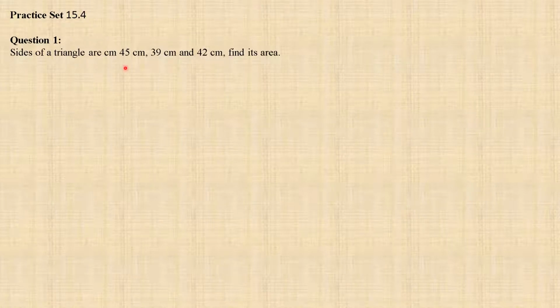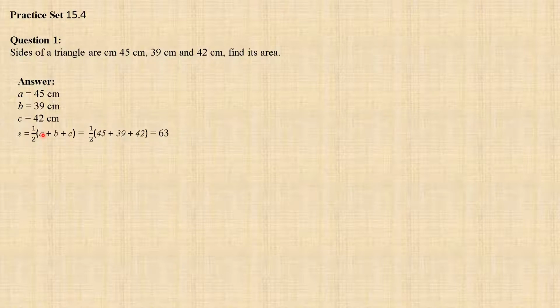Practice set 15.4. The first sum. Sides of a triangle are 45 centimeters, 39 centimeters, and 42 centimeters. Find its area. Let us start with the solution. So let us take a to be 45 centimeters, b to be 39 centimeters, and c to be 42 centimeters. So we'll first find out the semi-perimeter. Semi-perimeter formula is s is equal to half into a plus b plus c. Substituting the values of a, b, and c, we get half into 45 plus 39 plus 42, which after dividing by 2, you'll get 63.